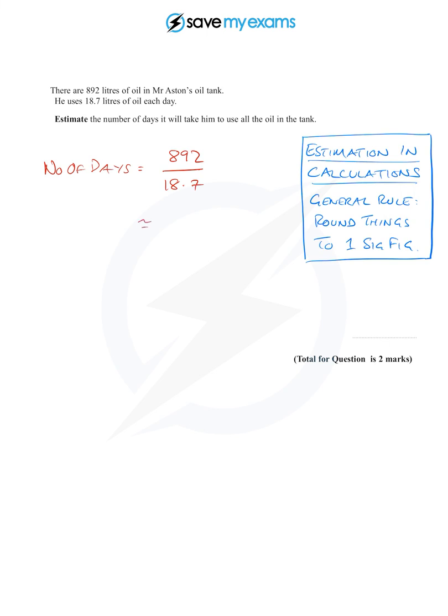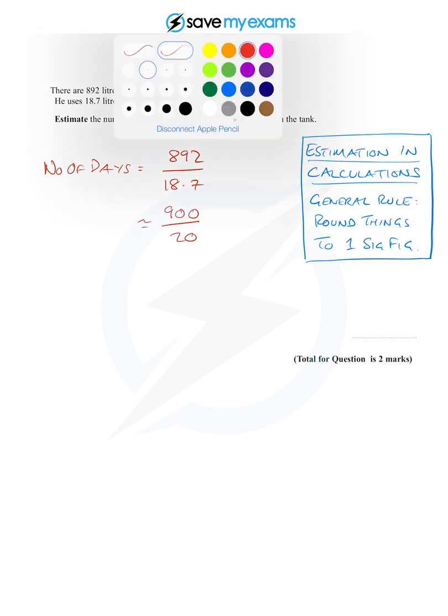892 to one significant figure is 900. It's very nearly 900. And 18.7 to one significant figure, well, that's 20, isn't it? In each case, we've looked at the second significant figure. It's big. It's nearly 9. Well, it is 9 in one case, and so we've rounded up. So 892 has become 900, and 18.7 has become 20.